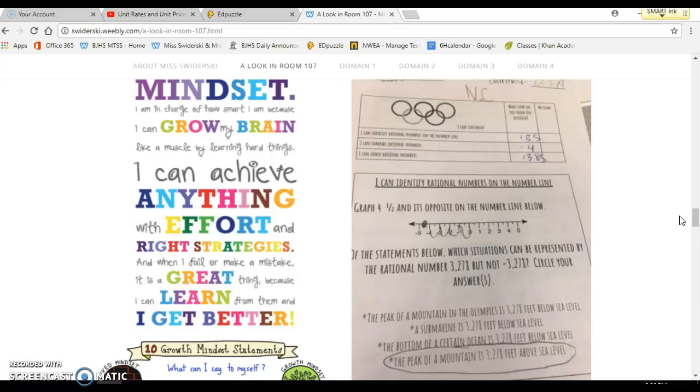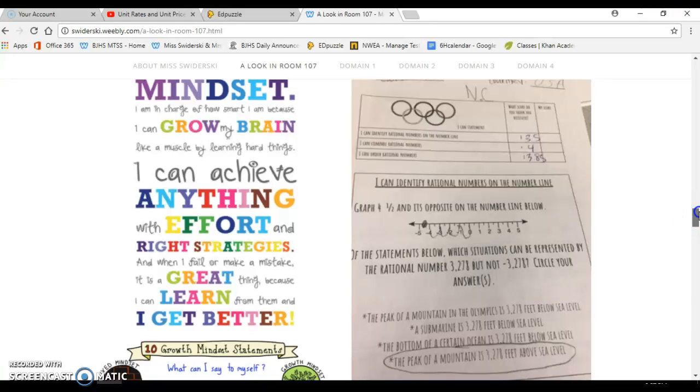I know that patterns and graphs are also very important in math, especially as you get a little bit further down the line. Reasoning abstractly, attending to precision, and looking for regularity and repeated reasoning are also really important in math. When I plan a lesson, I try to make sure that I'm implementing different strategies, different mathematical practices to help all students be successful in the classroom.